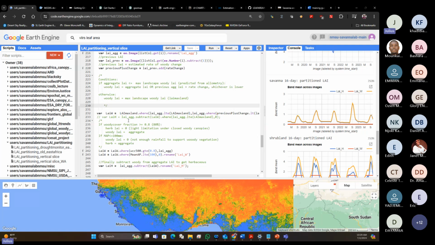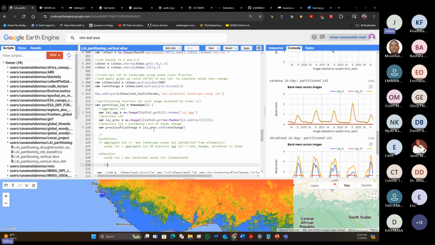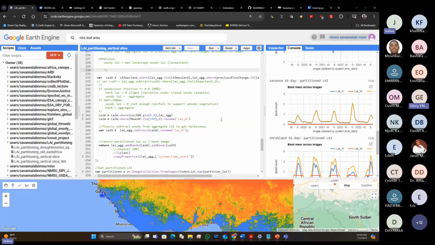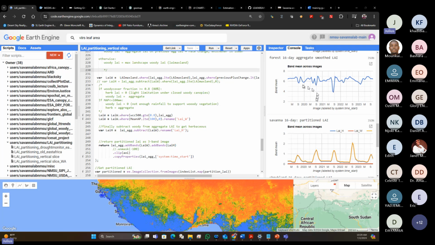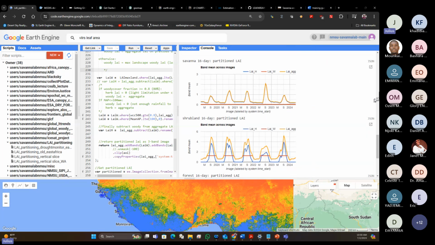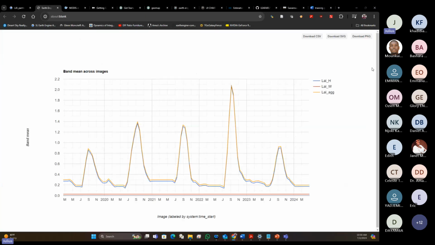So we combine those different conditional statements in addition to the allometry that was defined up here, as well as applying a growth step, and then we end up with our partition layers. We end up with a 3-band product. So each image, the aggregate layer that we had before, which is the smooth layer, has now been transformed to 2 new bands. One is the woody, and the other one is the herbaceous. And if you can zoom in here, this is what we end up with.